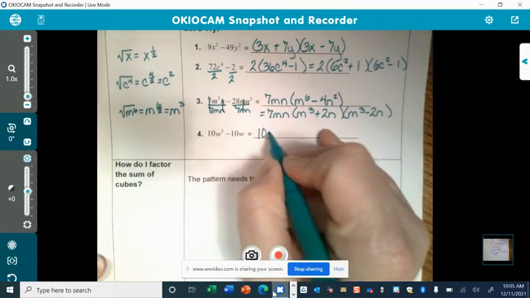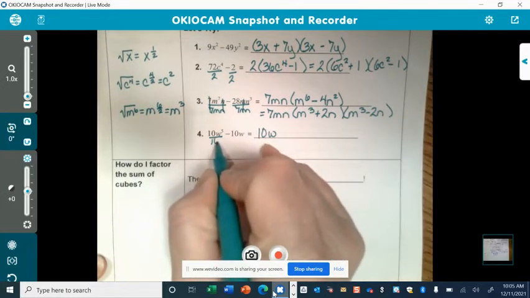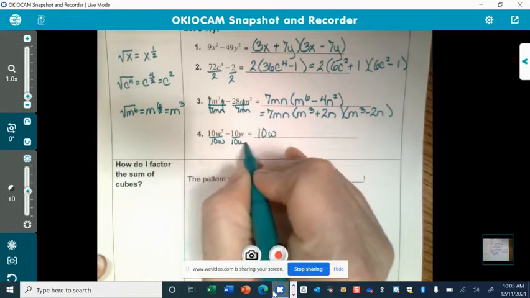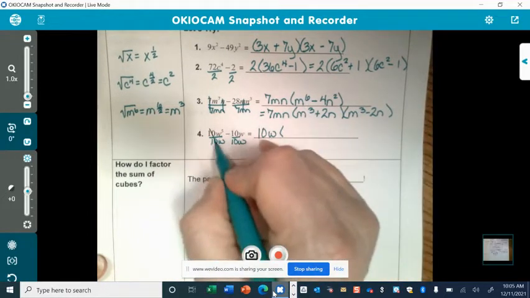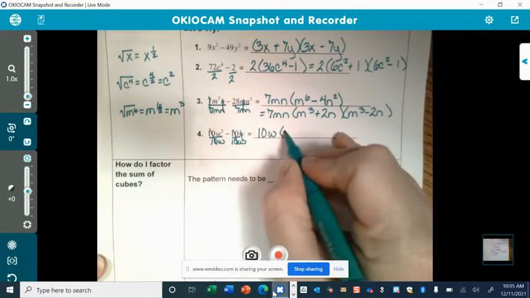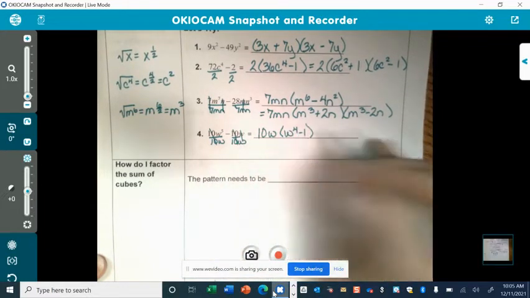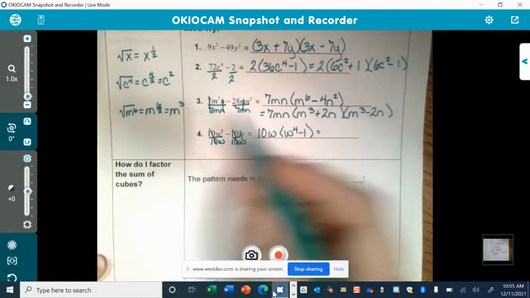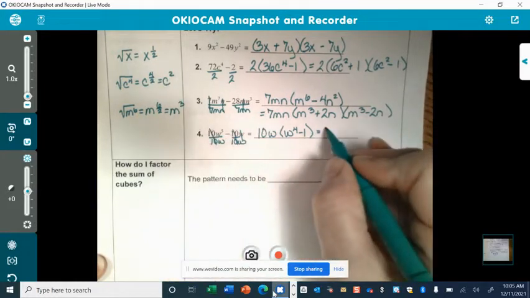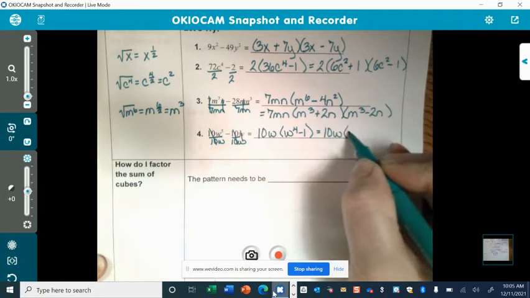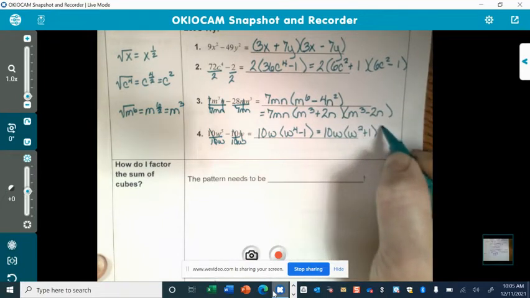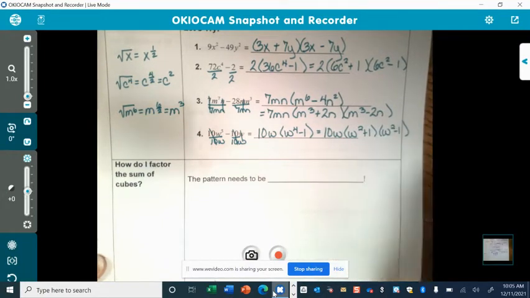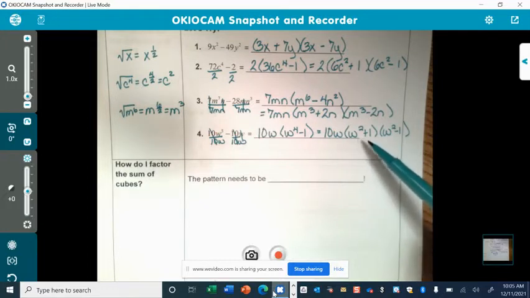We have a greatest common factor of 10w. And when I divide both of these by 10w, I get w to the 4th minus 1. All righty, I've already dealt with a 4th power before. I know this will be 10w, w squared plus 1, and w squared minus 1. Now, there is nothing I can do about the plus 1 because something squared plus 1 is prime.